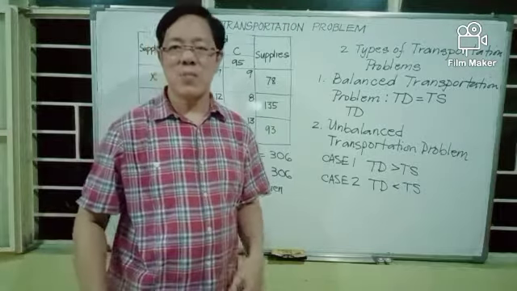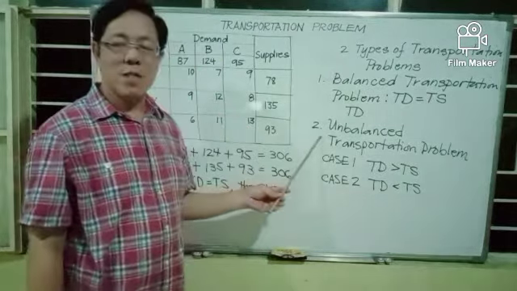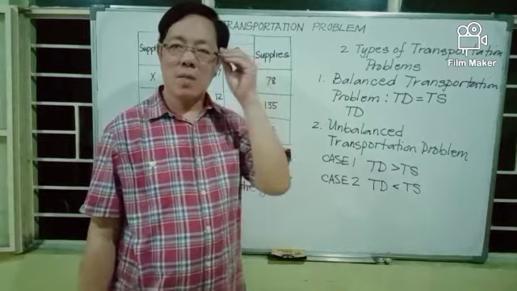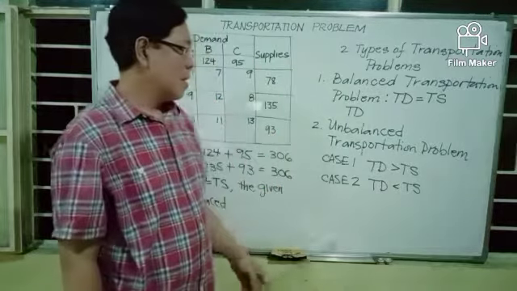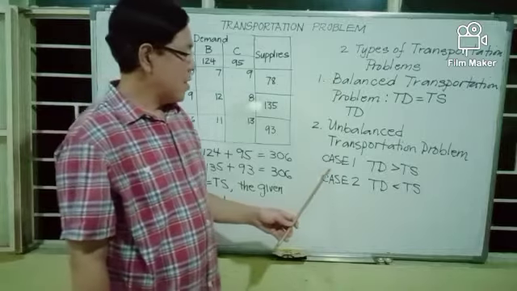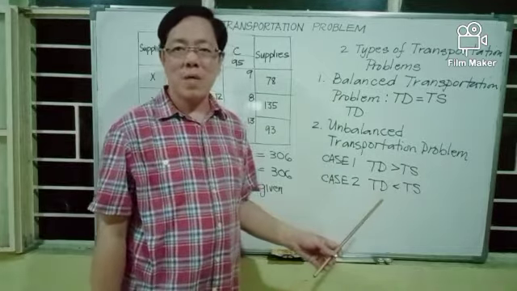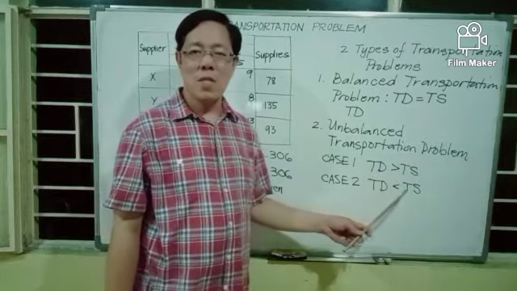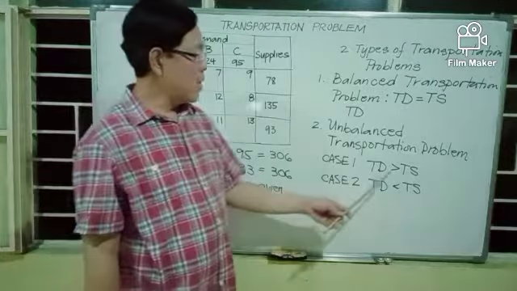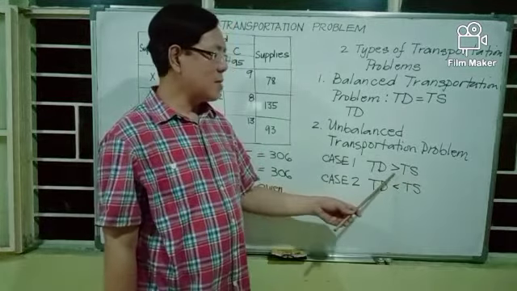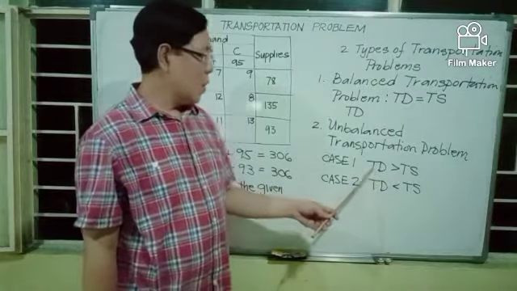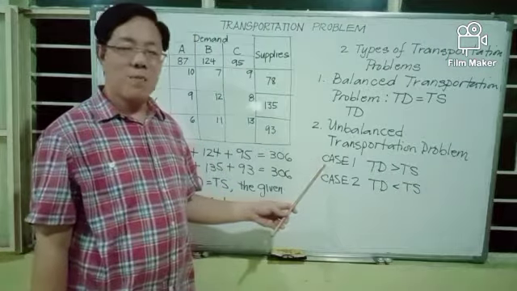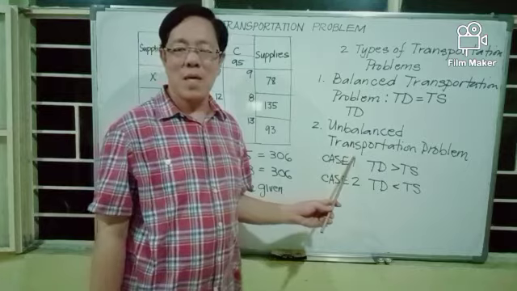The second type of transportation problem is called unbalanced transportation problem. An unbalanced transportation problem can occur in two ways. The first way is when the total demand is greater than the total supply. Or you may read from the right, total supply is less than total demand. That's one way by which an unbalanced transportation problem can happen.